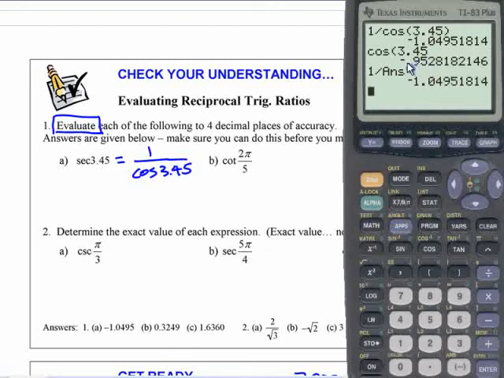Notice that when cosine is negative, secant's also negative. If a number is negative, its reciprocal is negative. So if you want to know where sine or cosecant, secant, cotangent are positive and negative, it follows their corresponding functions. Why is this one negative? Why is the cosine of 3.45 negative? What quadrant is that angle in? How do you know it's in 2?